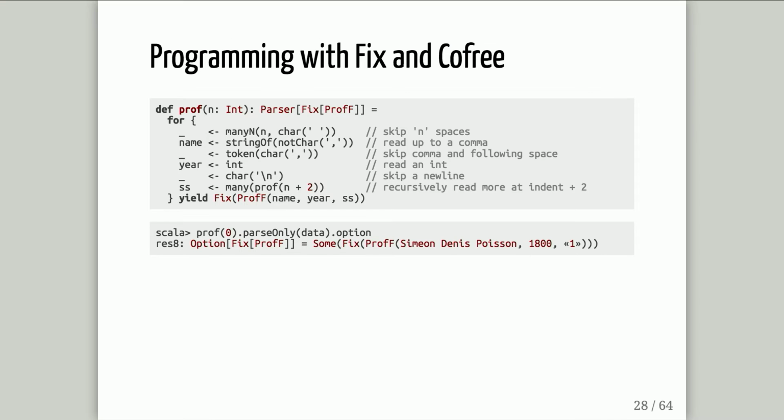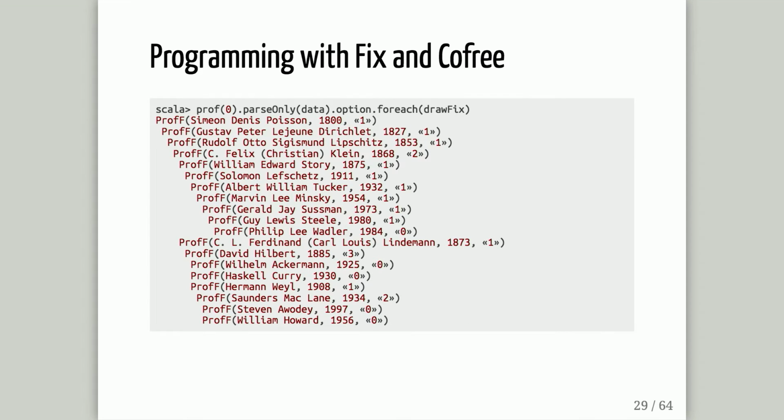So now we have the name, the year, and the children, and we can yield the Fix of ProfF. Okay? And that works. The toString is not very useful, so I wrote a method that will draw it out, and I'm not going to show it to you, but it's in the example code. And it works. So we've got the Fix of the ProfF structure back.